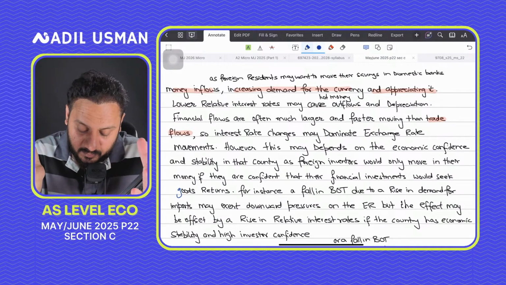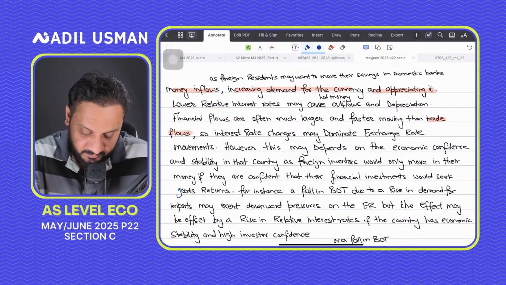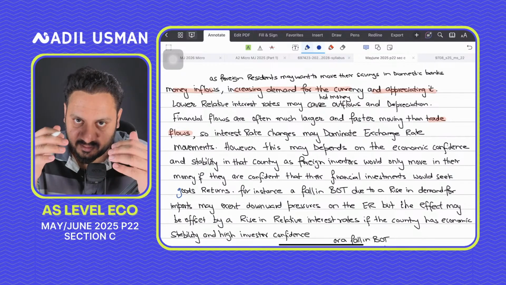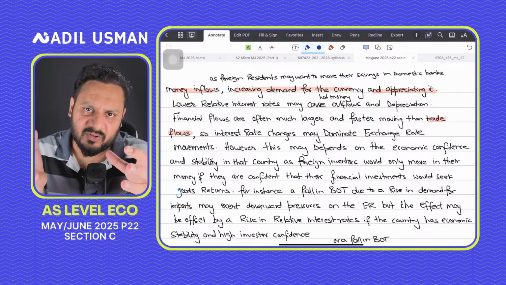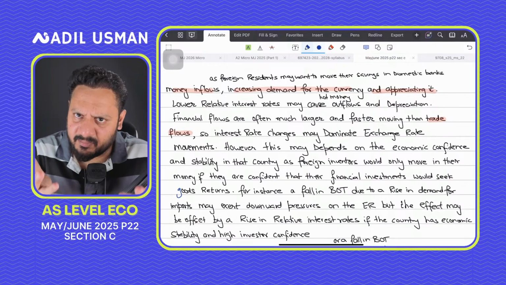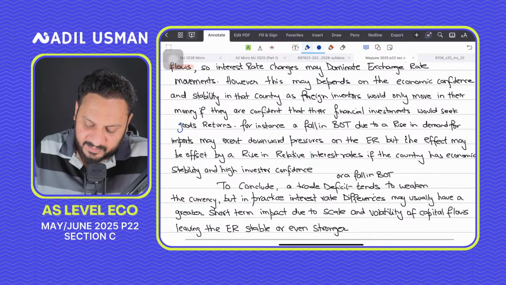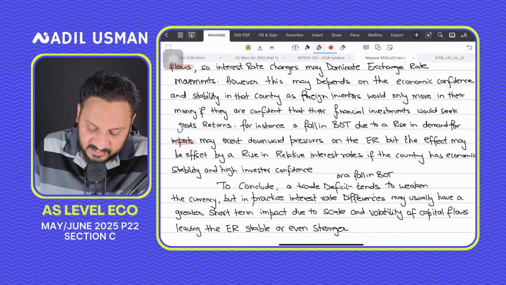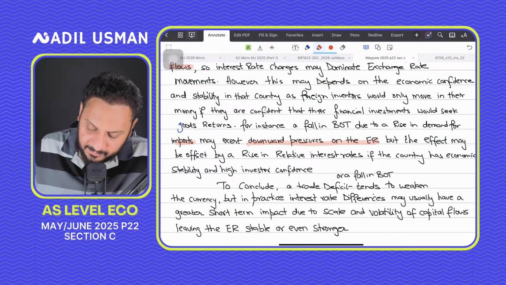But then in evaluation, you will talk about how this depends on the economic confidence and stability of the country. Because if a country has a stable economic system and foreign investors are confident about investing in that country and see good returns, then an increase in interest rate would definitely cause the currency to appreciate despite the fact that the country might have a deficit on the current account or a deficit on the balance of trade. So for instance, a fall in the balance of trade due to a rise in demand for imports may exert downward pressure on the exchange rate. Obviously, if you're importing more, it may exert a downward pressure on the exchange rate.